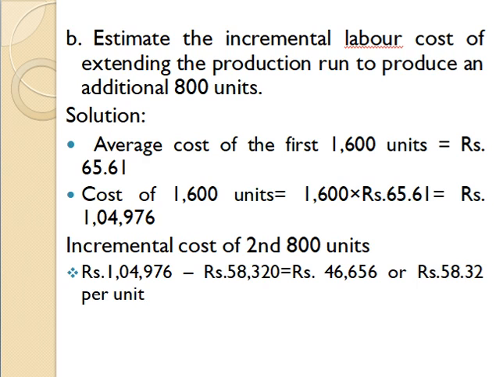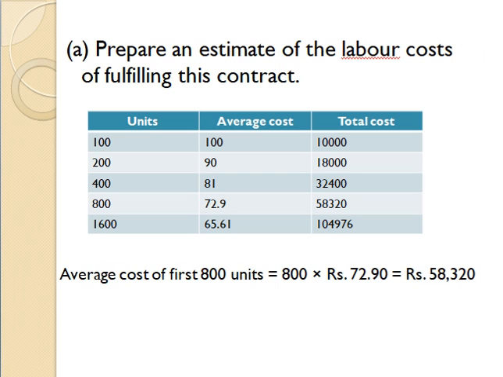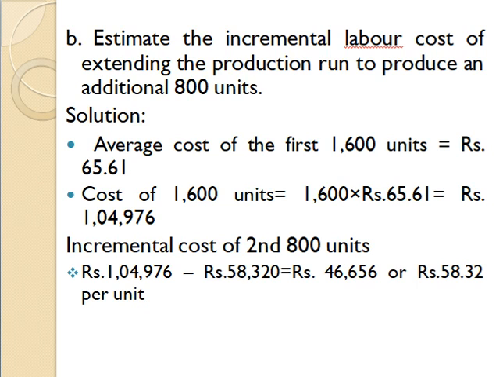Next, estimate the incremental cost of extending the production run to produce an additional 800 units. Additional 800 units you need to calculate. So now see the table. The first 800 is over. So next, 1600; an additional 800, that is 1600, we need to calculate. The average cost per unit is 65.61 rupees. So the total amounts to 1,04,976. Same thing in the problem also.